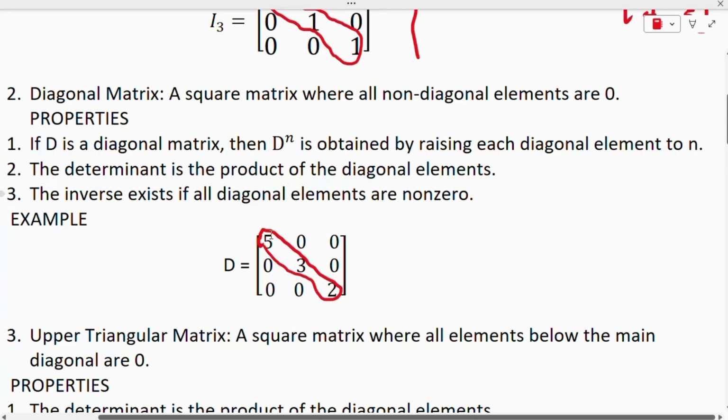That is to say, if we have this to be a diagonal matrix, then if we are to solve for D raised to the power of 2, you can easily obtain this by raising each of the elements to 2. That is what it implies. Number 2, the determinant is the product of the diagonal elements. Now, the determinant of this matrix is going to be the product of the diagonal elements. That is to say, 5 times 3 times 2. 5 times 3 is 15, 15 times 2 is 30. So if you look for the determinant of this diagonal matrix, you are going to have 30. That is what it implies.